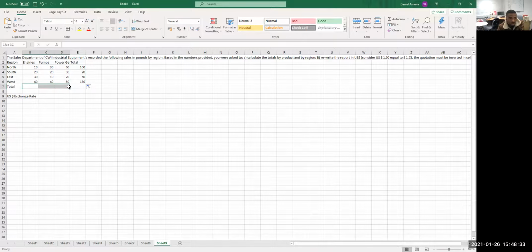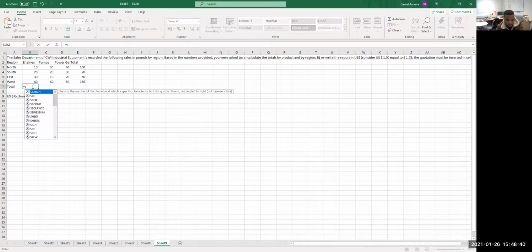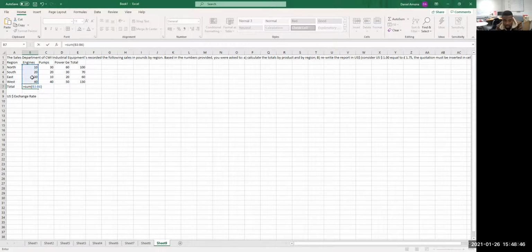Okay? And also we want the totals for this as well. To get the total, remember, same. You do your sum, open the bracket first, click on that one, draw it down, close your bracket. That's it. Do the same here. You can actually do the same here too. Okay, that's the first one we've been asked: calculate the totals by product and region.